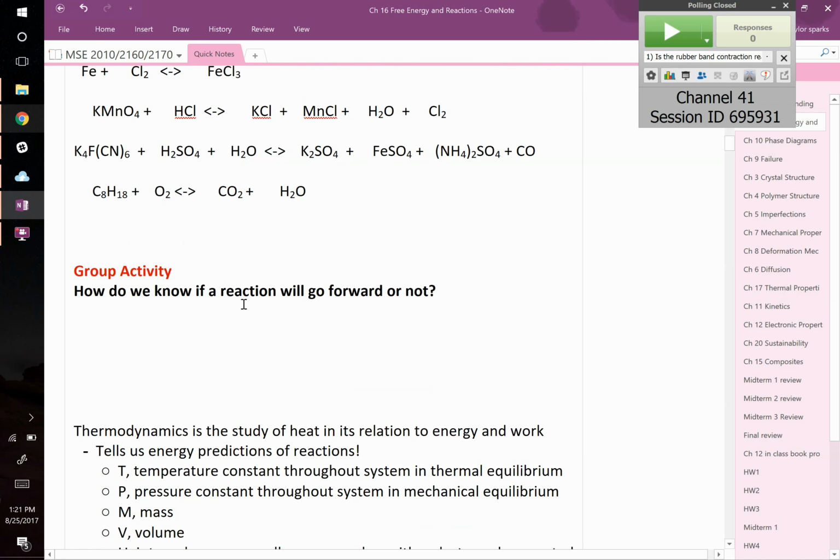So now here's the key question I want to get to, and the whole reason we talk about thermodynamics is, how do you know if a reaction will go forward or not? So turn to a neighbor. How on earth do we know if a reaction goes forward or not?